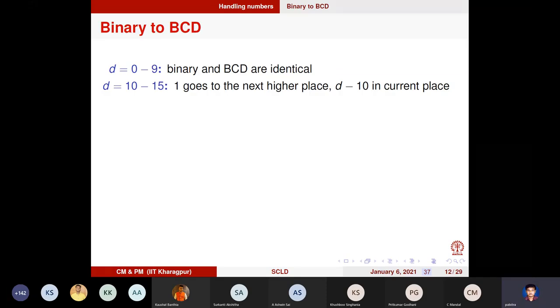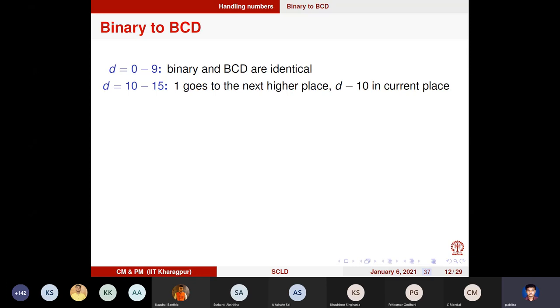BCD is actually a family of codes. This particular representation, where you take every digit and have its 4-bit binary equivalent, is called the natural BCD or simple BCD, or sometimes the 8421 BCD. Why BCD 8421? Because in this 4-bit representation, the weight of the most significant digit is 8, then 4, 2, and 1, which is the binary equivalent. So it's also sometimes called the 8421 BCD.